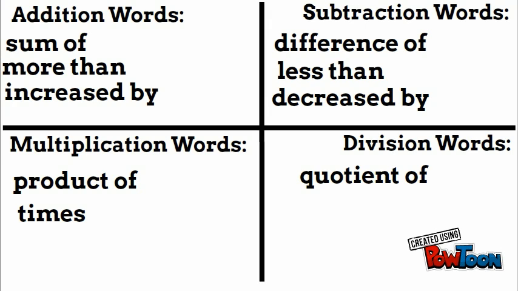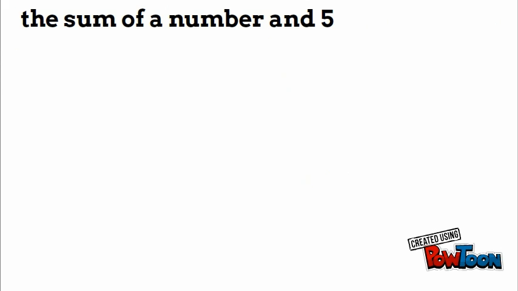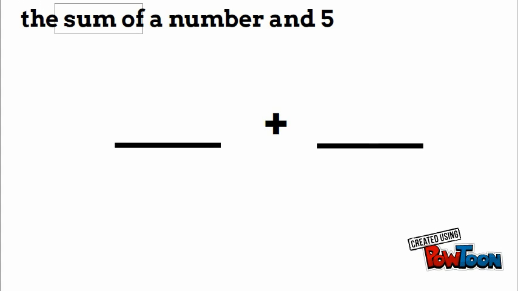So quotient means division. So let's take a look at an example where we're given an addition statement and we have to turn it into an algebraic expression. Here we have the sum of a number and 5. Alright, keywords there, the sum of, that tells me I'm doing addition. So as I start thinking this in my mind, I've got to envision a plus sign and I've got to think that I have two things I'm adding.